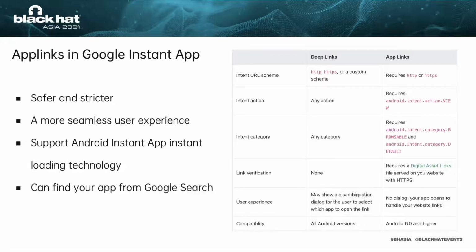When you click on a deep link, it may let the user select which app to open the link. But when you click on an app link, it will automatically jump to the specific application without the user choosing. Therefore, app link is recommended for Google Instant App. In summary, app link has the following features: it is safer and gives a more similar user experience, supports Android Instant App instant loading technology, and can find your app from Google search.